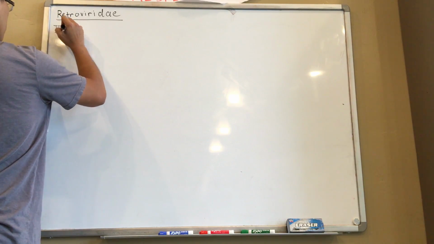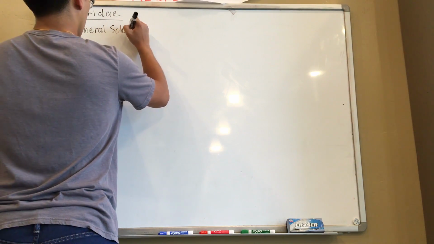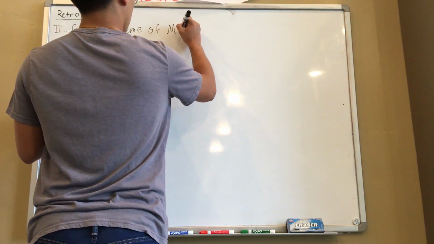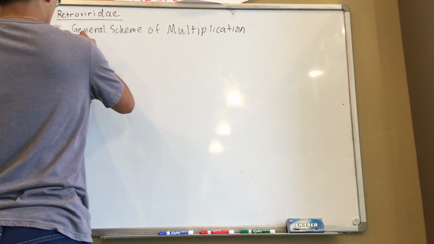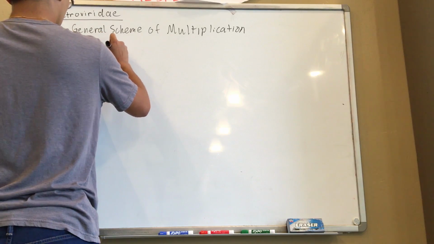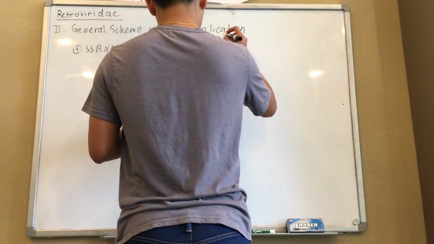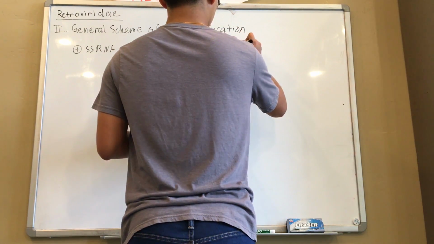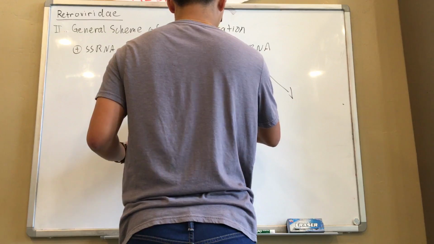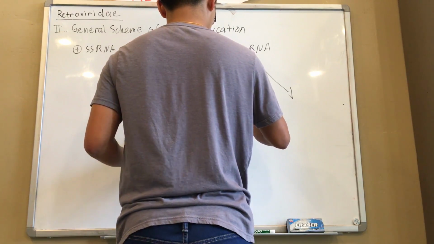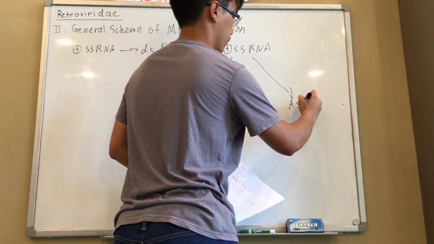So this will be a very short Roman numeral, but it's the general scheme of multiplication. From positive ssRNA to dsDNA, and back to positive ssRNA. And from there, you can make protein, or assemble.